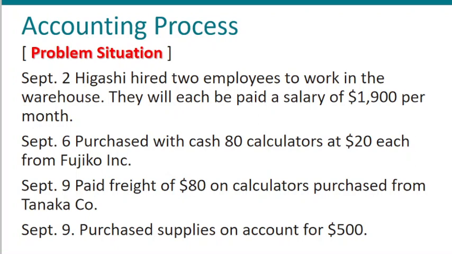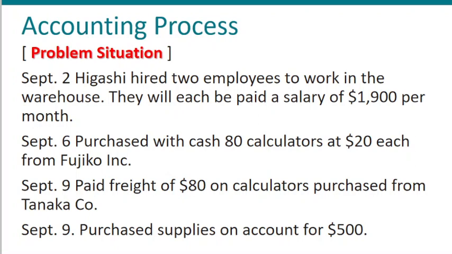September 2, Higashi hired 2 employees to work in the warehouse. They will each be paid a salary of $1,900 per month. September 6, purchased with cash 80 calculators at $20 each from Fujiko Incorporated. September 9, paid the freight of $80 on calculator purchased from Tanaka Corporation.